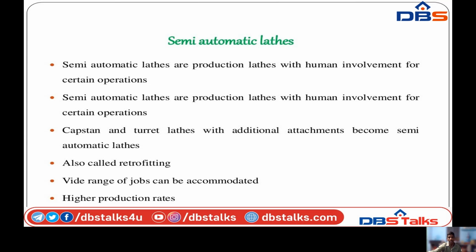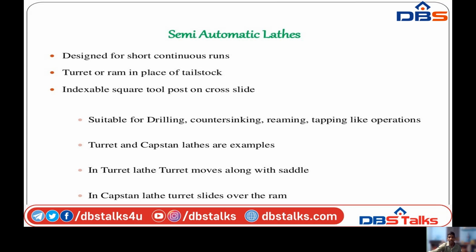The main examples for semi-automatic lathes are the capstan and turret lathe. By using semi-automatic lathes, higher production rates are achieved. Semi-automatic lathes are designed for short continuous runs. These are used for drilling, countersinking, reaming and tapping operations.